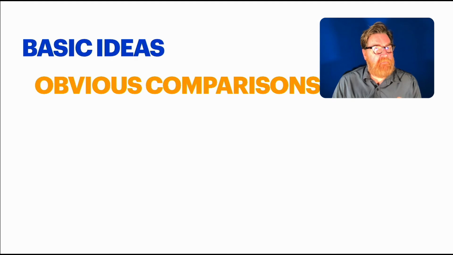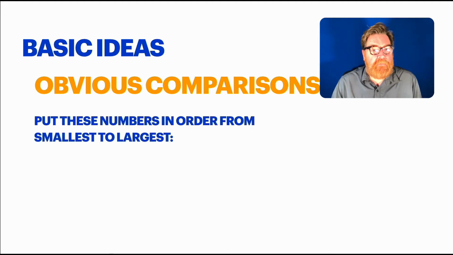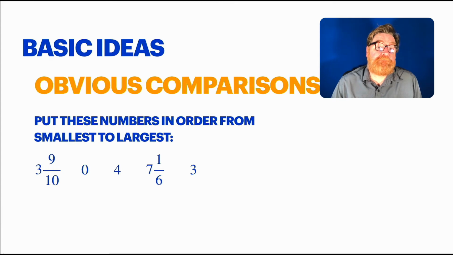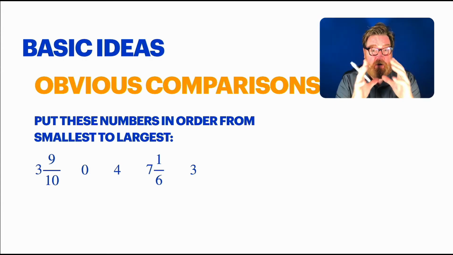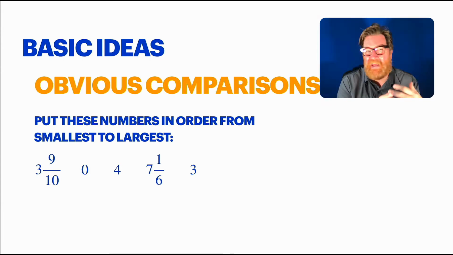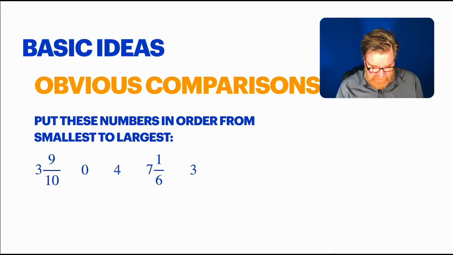We've been talking about obvious comparisons with our fractions, and we should extend that to whole numbers as well. So let's say you want to put these numbers, some of them mixed numbers, some of them whole numbers, in order from smallest to largest. Well, in this particular case, this is almost beyond obvious, isn't it? The whole number parts almost take us all the way through. So, for example, 0 is clearly the smallest of those 5 numbers.